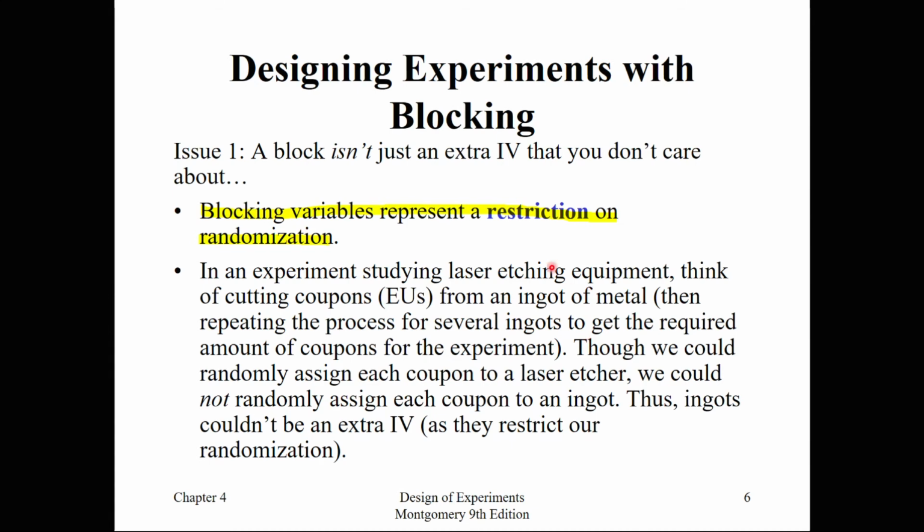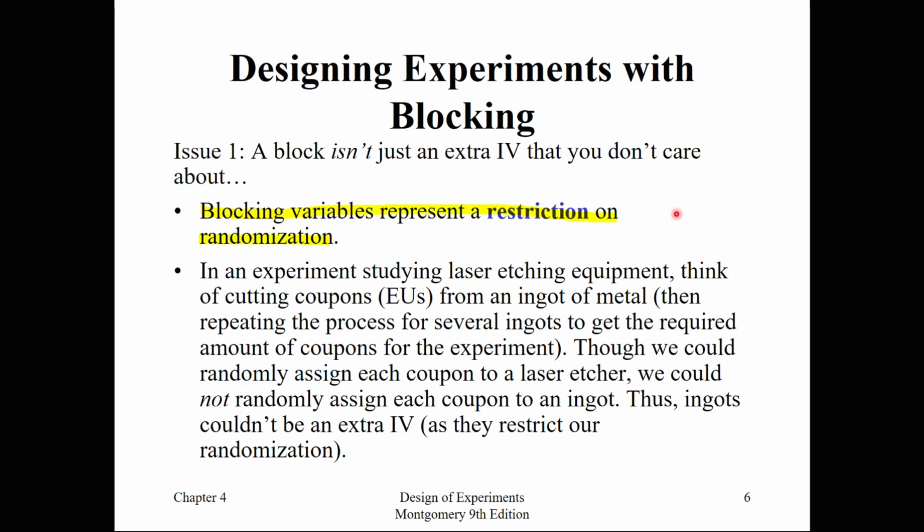But even if I cared about ingot, it doesn't matter how much I care about that variable, I can't randomly assign the experimental unit to that particular ingot. And this is where a block isn't just an extra independent variable that you don't care about. An extra independent variable that you don't care about, I could randomly assign the experimental unit to. So let's say the person operating the laser is something. Well, I could randomly assign this to a different person operating the laser.